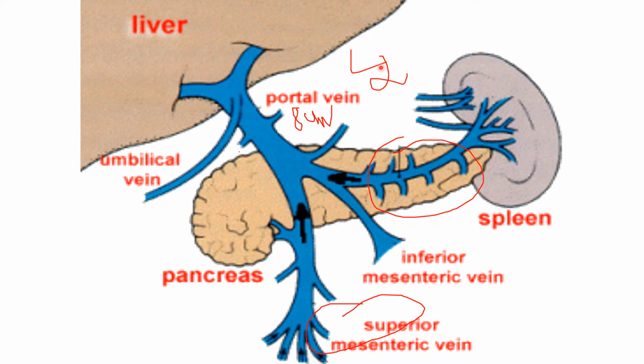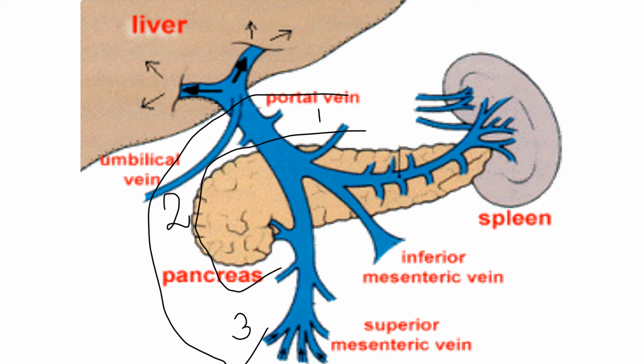It runs upward, a little bit to the right, first behind the neck of the pancreas, which we have already told, then behind the first part of the duodenum, and lastly to the free margin of the lesser omentum, this side. Let us see the next slide.